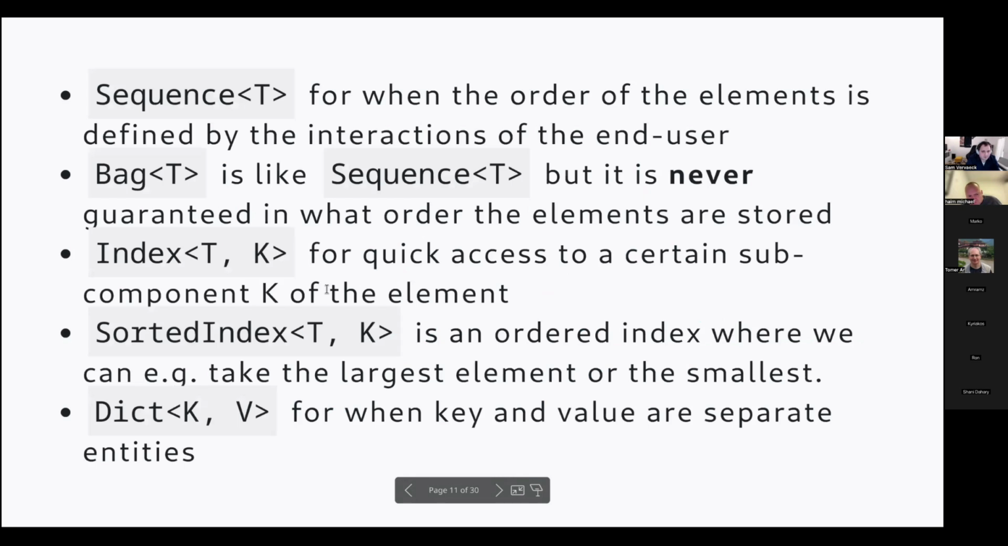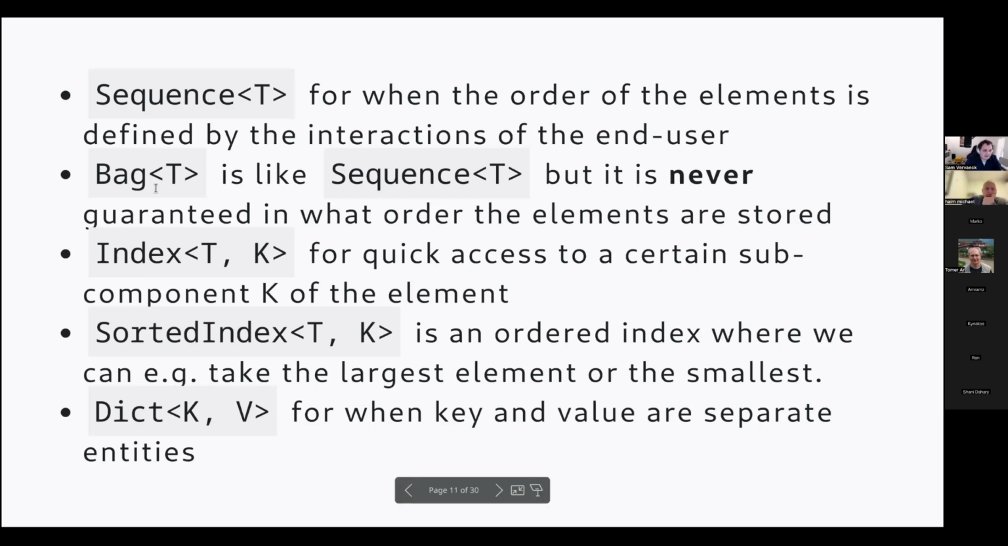For instance, sequence is for anything where the user specifies the order of the elements. For instance, a list is such a sequence. A vector is also a sequence. Then a bag, it's like a sequence, but it's never guaranteed in what order the elements are stored. So it's the reverse, okay? That's usually like a backpack. If you take out an item, you never know what you get. That's a bag, and very sometimes it's useful.